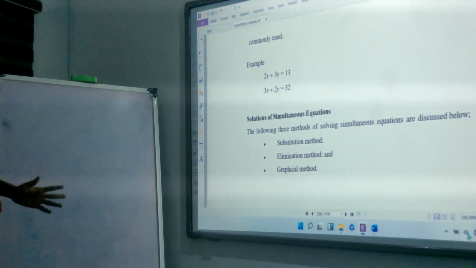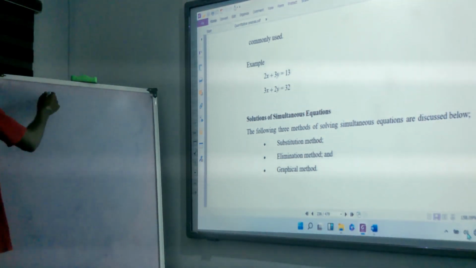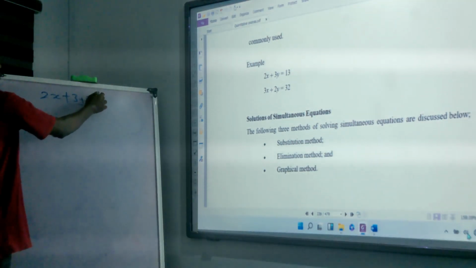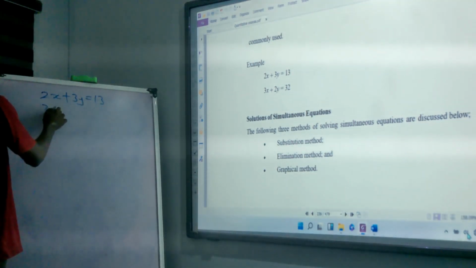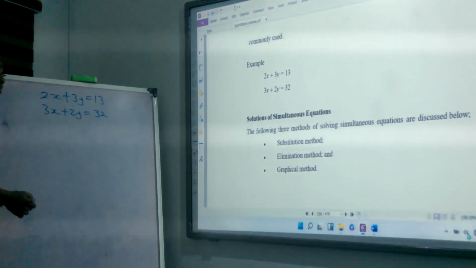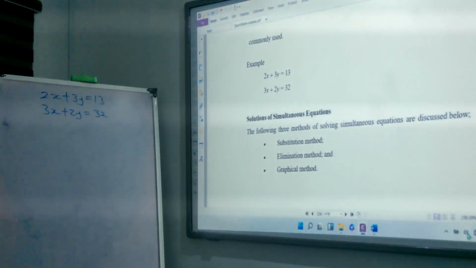So alright, let's use the elimination method now. In the question, to use the elimination method, we have 2x plus 3y equals 13, and 3x plus 2y equals 17. Using elimination, we find a variable to eliminate. Either you choose to eliminate x or you can choose to eliminate y. Let's choose to eliminate x.